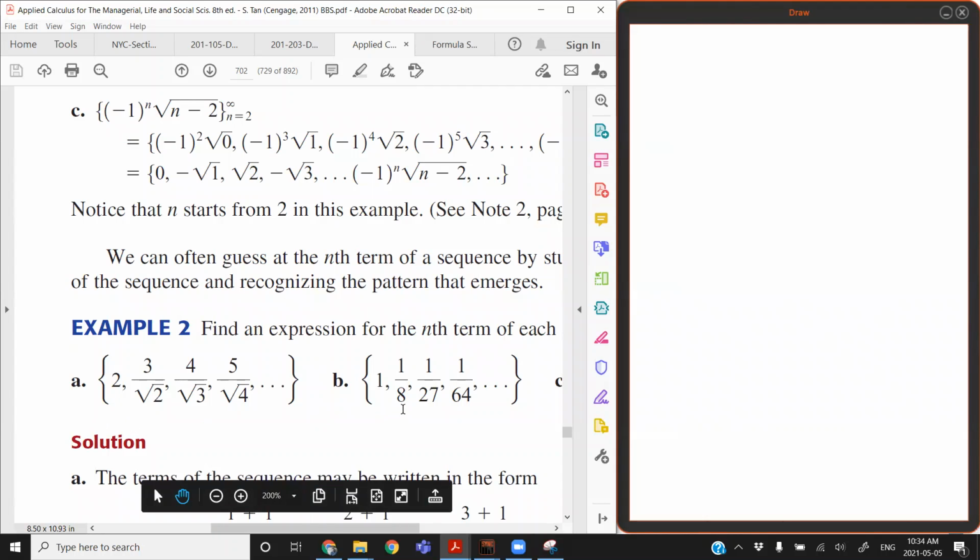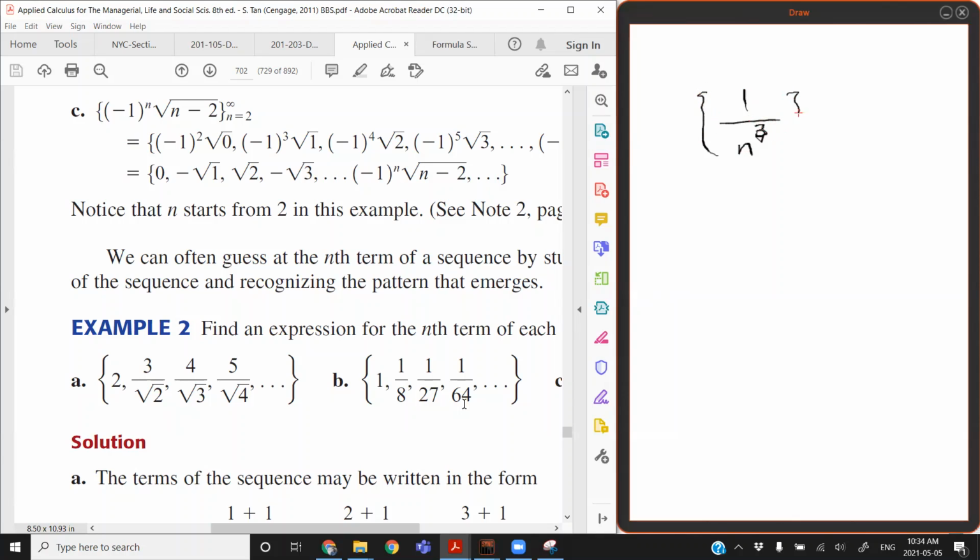So here I can see these are powers of, this is 2 to the power of 3, this is 3 to the power of 3, this is 4 to the power of 3. So I will have some n to the power of 3 at the bottom. And on top, it's just 1, it doesn't change. So n to the power of 3, on top I have 1, and n begins at 1, goes to infinity. So first I have 1 over 1 to the power of 3, that's just 1. Then I have 1 over 2 to the power of 3, that's 1 over 8. Then I have 1 over 3 to the power of 3, that's 1 over 27. Then I have 1 over 4 to the power of 3, 1 over 64, and so on.